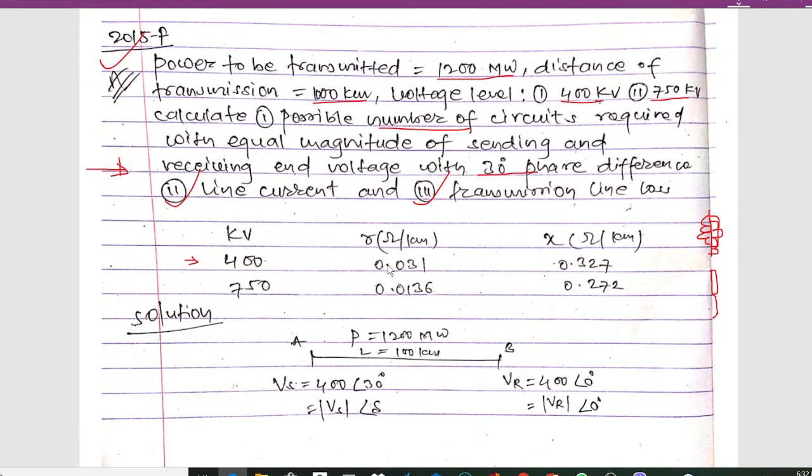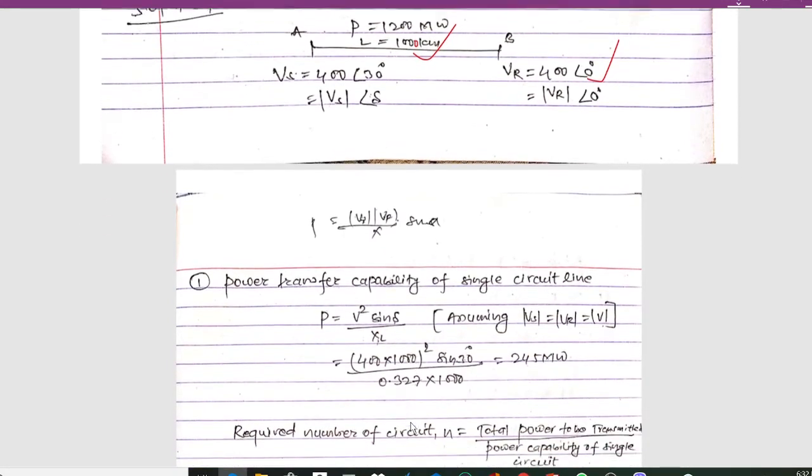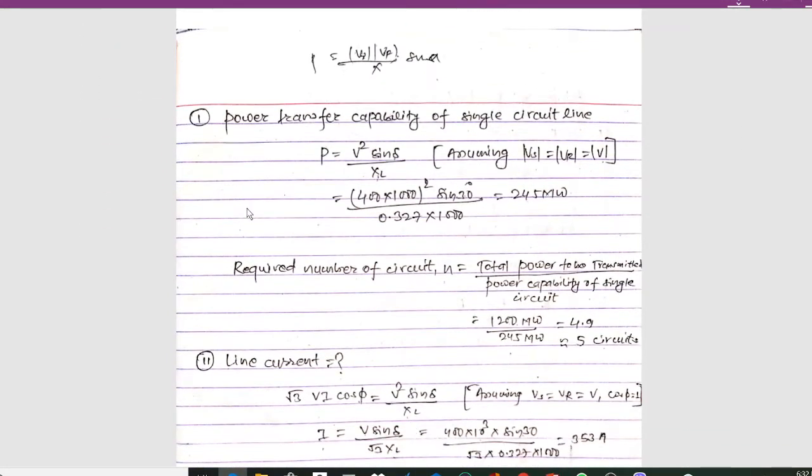From this question, the power is 1200 megawatt and the length of the transmission line L is 1000 kilometers. Vs will be 400 kilovolt with an angle of 30 degrees, and VR will be 400 kilovolt with an angle of 0 degrees at the receiving end. First we will calculate the power transfer capability of a single circuit line.